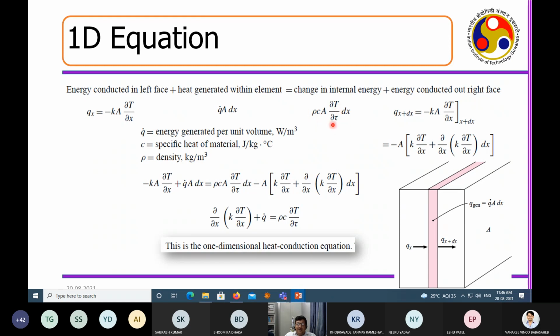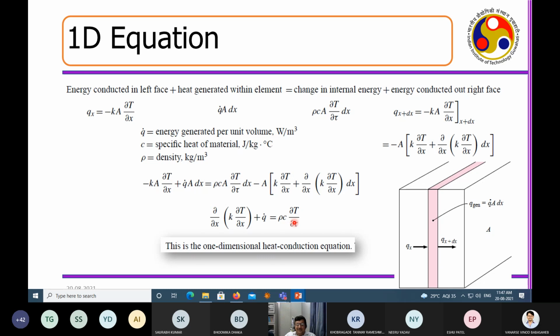Now dτ is coming in because this is all a rate equation, the rate of heat transfer equation. C is the specific heat. So if I add this up and put in the differential elements, I get ∂/∂x of (k ∂T/∂x) plus Q dot equals ρC ∂T/∂τ. Again, you can see I have obtained the same equation as from the Reynolds transport theorem. Just a minute back I had shown you that part.